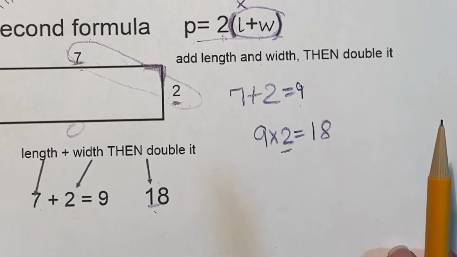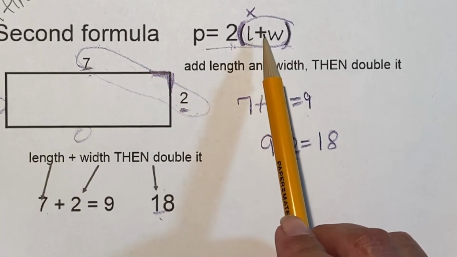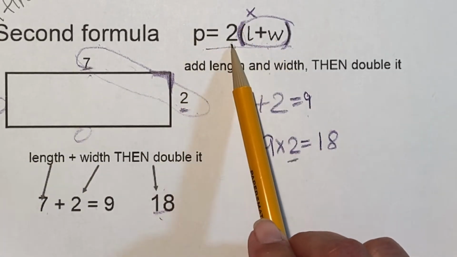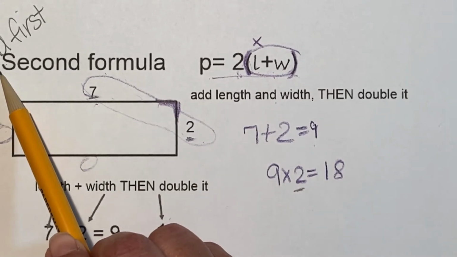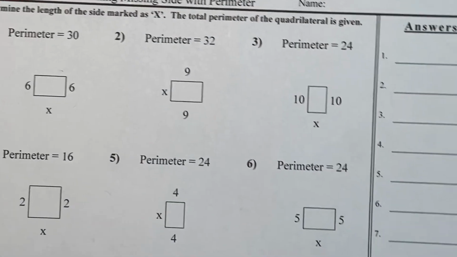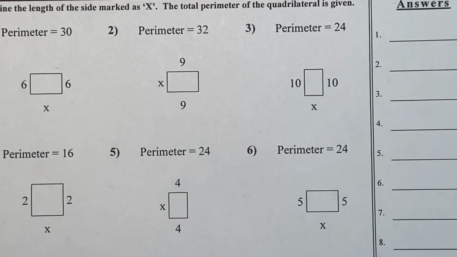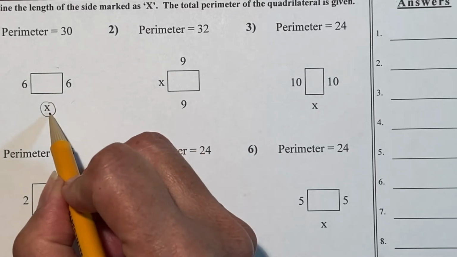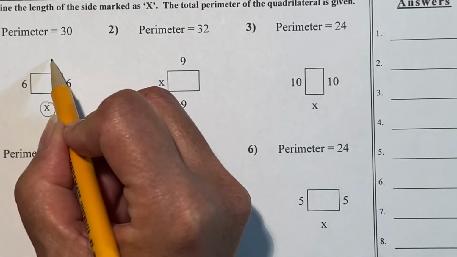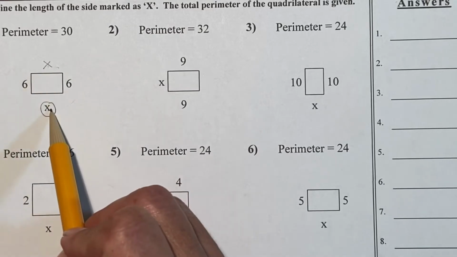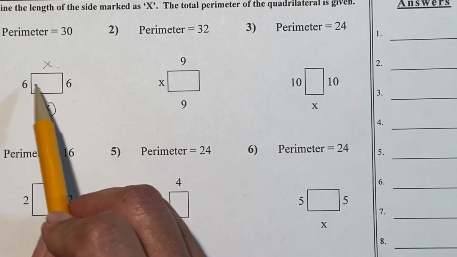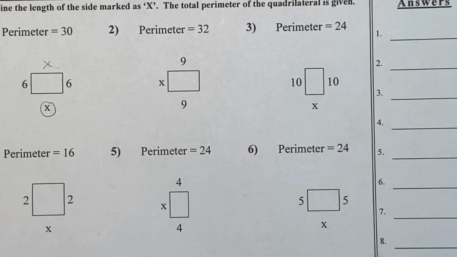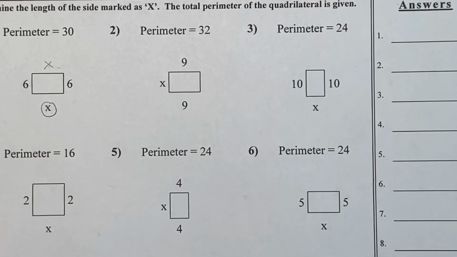The second formula has us adding the length and the width first and then doubling it. So this is the add first formula. Using this information, we're going to find the value for this little x right there. That is a mystery number. Now the important thing to remember is that this is x, but so is this. Both of these numbers have to be the same, just like both of these numbers are the same, because that is one of the rules for a rectangle.